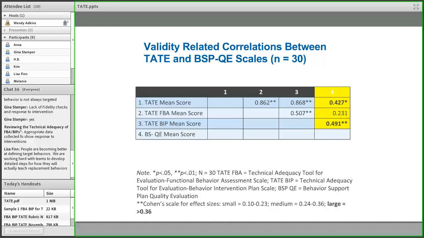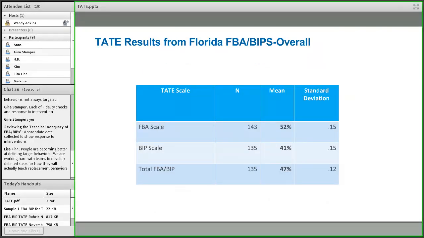And then the total BIP mean score, because the BSPQE does look only at the behavior intervention plan, we got a little bit higher agreement. We do have reasons. If you want to really know, just ask me. But I think it's because their instrument is so specific to their own FBA and BIP. It's not generalizable to other FBA BIPs. There were some differences in how they looked at whether or not the BIP had quality. But our statistician said this is okay, so I'm going to go ahead and say that's fine.